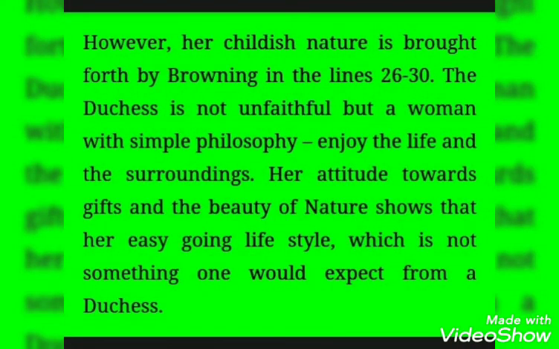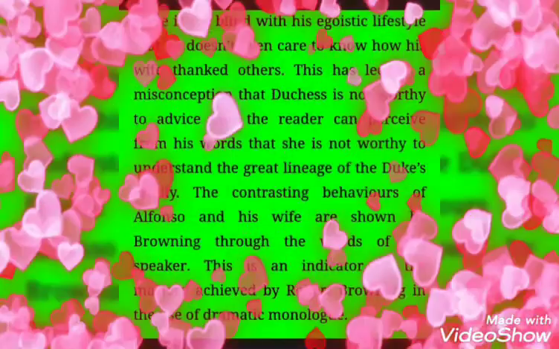However, her childish nature is brought forth by Browning in the lines. The Duchess is not unfaithful, but a woman with simple philosophy. Enjoy the life and the surroundings. Her attitude towards gifts and the beauty of nature shows her easy-going lifestyle, which is not something one would expect from a Duchess. That is the problem behind the Duchess.